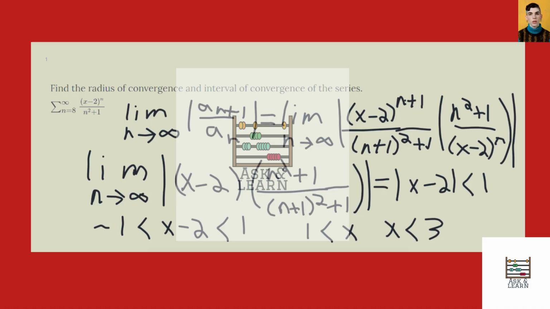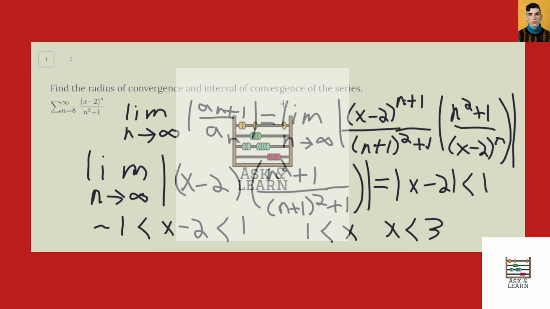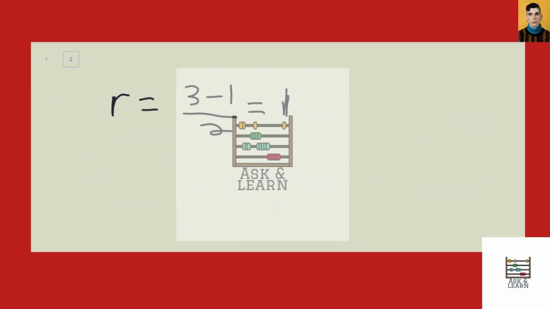So the radius of convergence, r, is half of the length of the interval of convergence. The radius of convergence is just 1. And we need to figure out whether or not we include x equals 1 and whether or not we include x equals 3 for the interval of convergence.